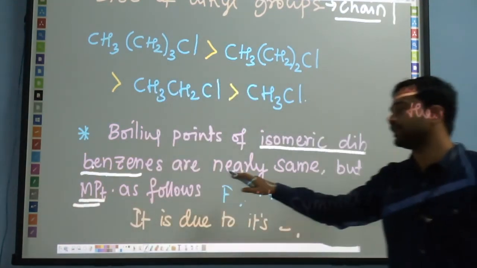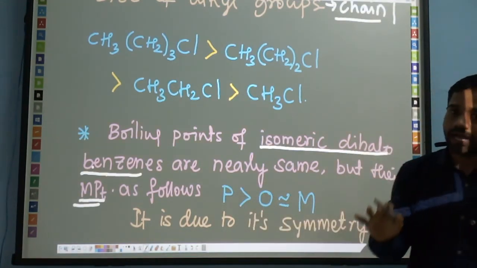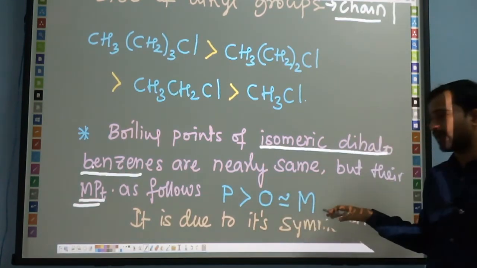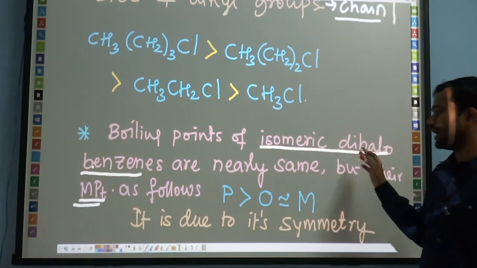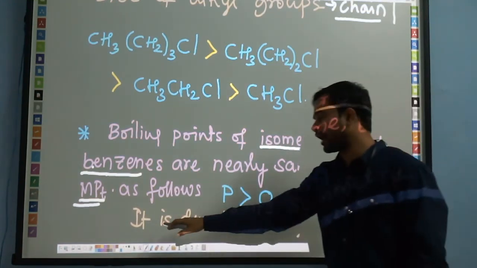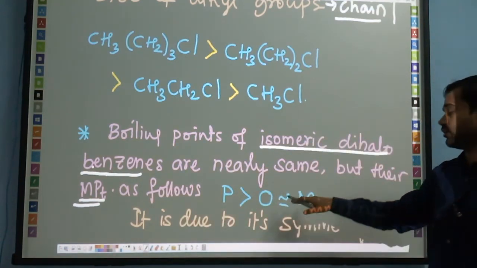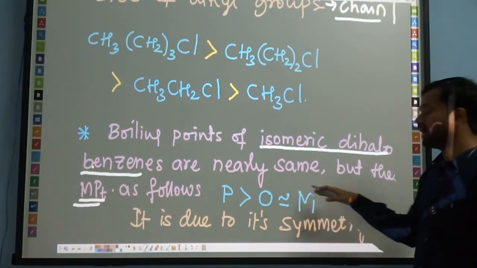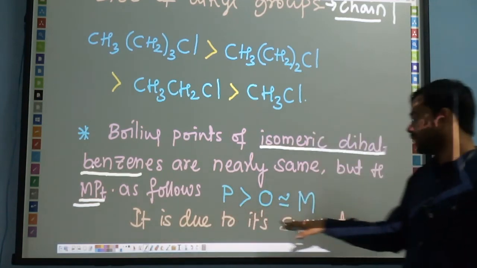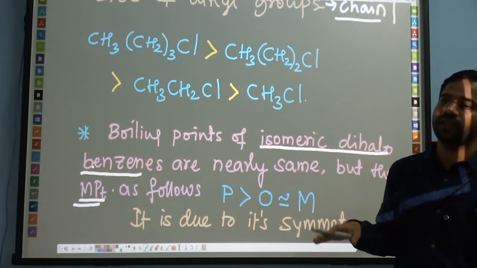The melting point varies like this. The para position has the highest melting point, and the ortho and meta isomeric dihalobenzenes are nearly the same. Why does this happen? Why is it higher in the para case, lower in the other, and similar for ortho and meta positioned compounds? It is due to symmetry. That's why they vary.